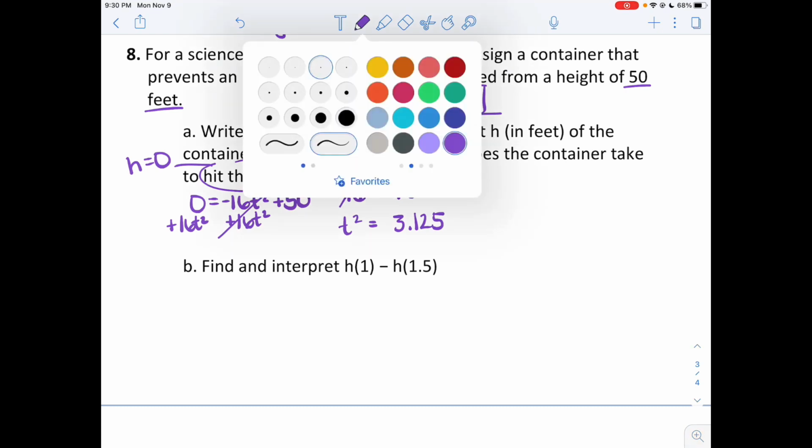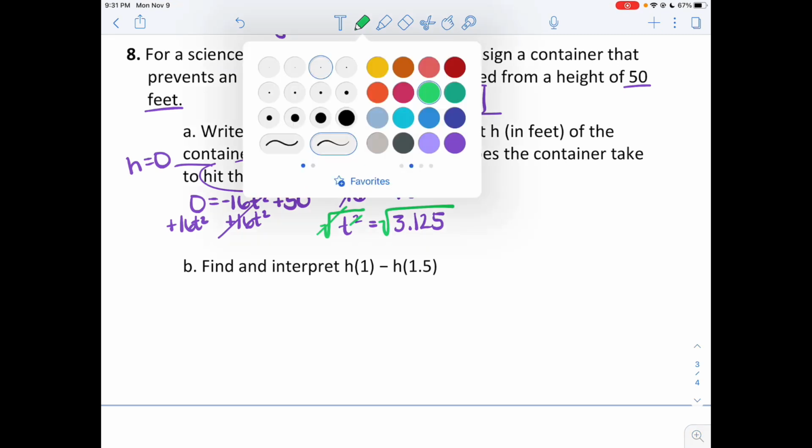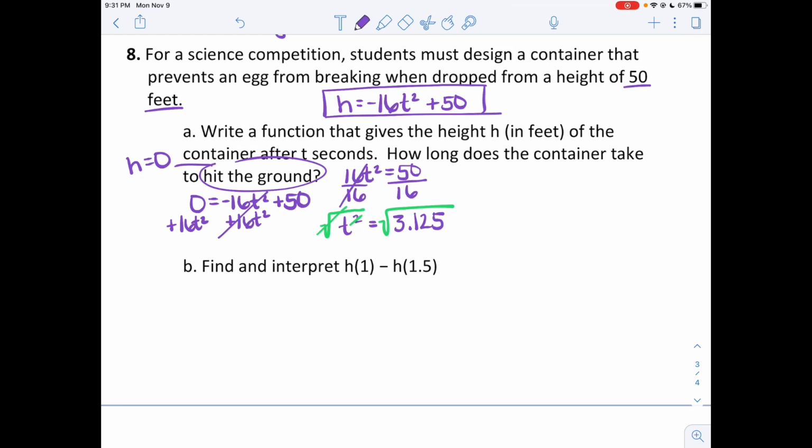I could have left it as 50 over 16, but remember, we're going to be talking time here, and fractions really don't mean anything to me when I'm talking about time. I'd rather see a decimal. So this is one of those cases where you can use decimals. I'm going to take the square root of t squared and also the square root of 3.125. I'm going to cancel that, and that will leave me with just a t. And so t is equal to, remember that we have to take into account positive and negative, at least for the moment, and rounding just a little bit, I'm going to get t is equal to plus or minus 1.77.